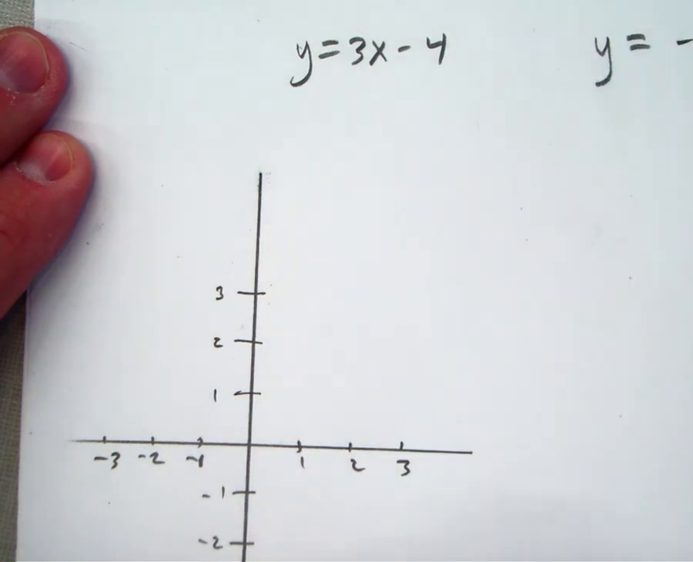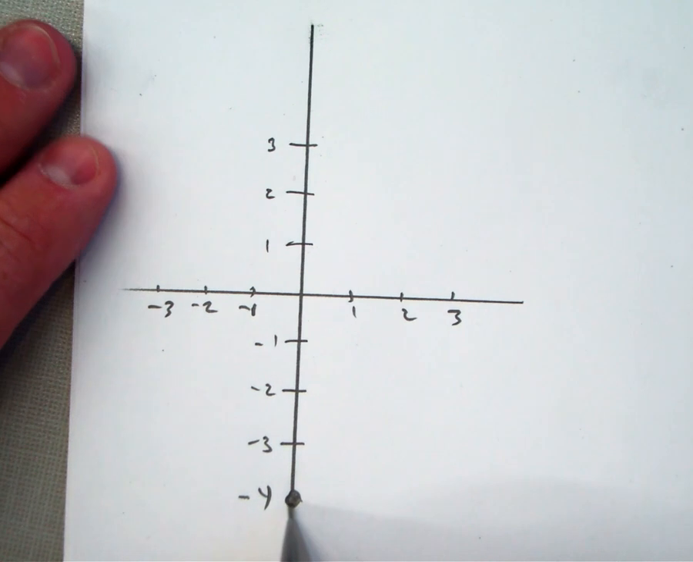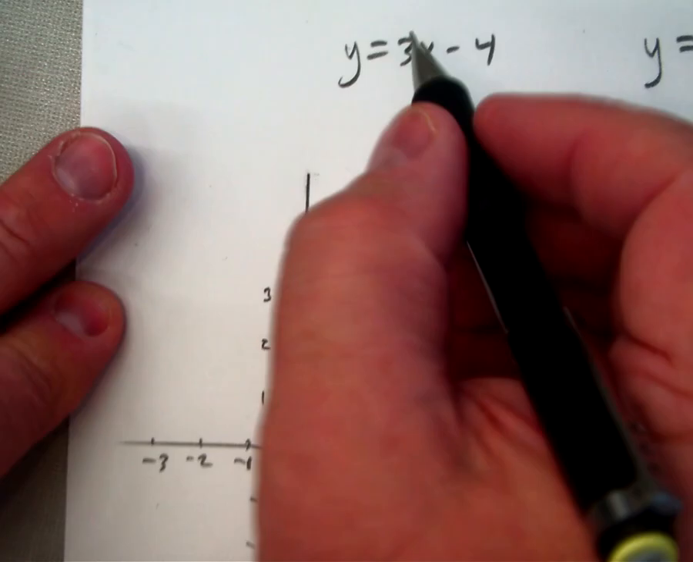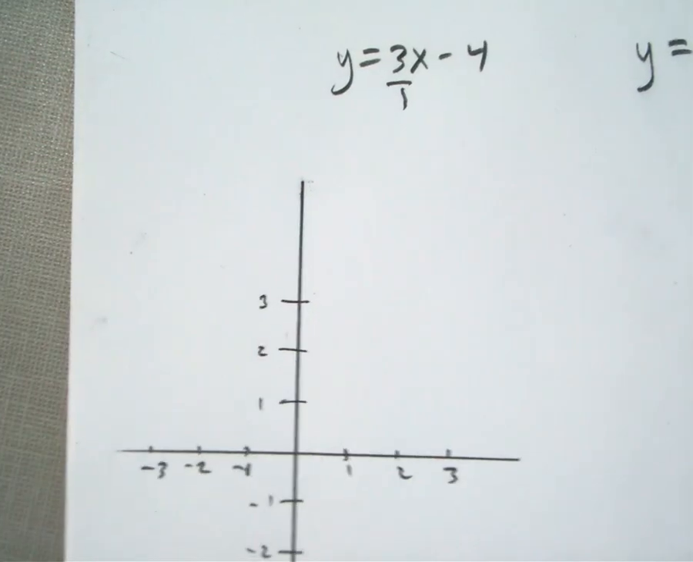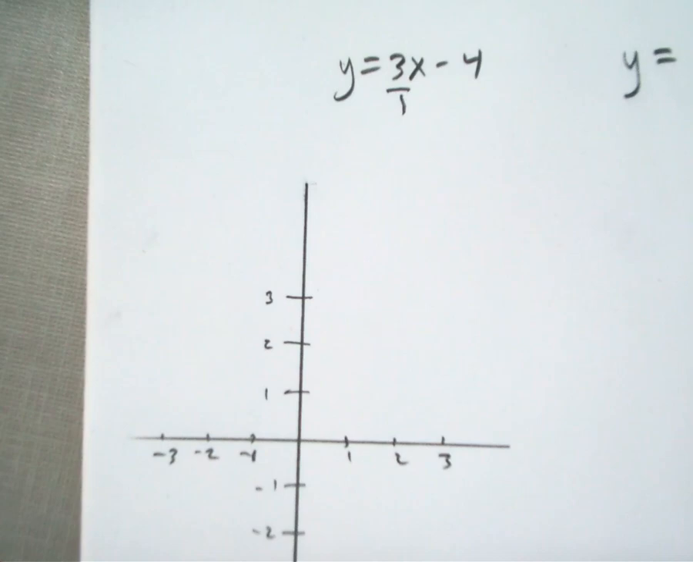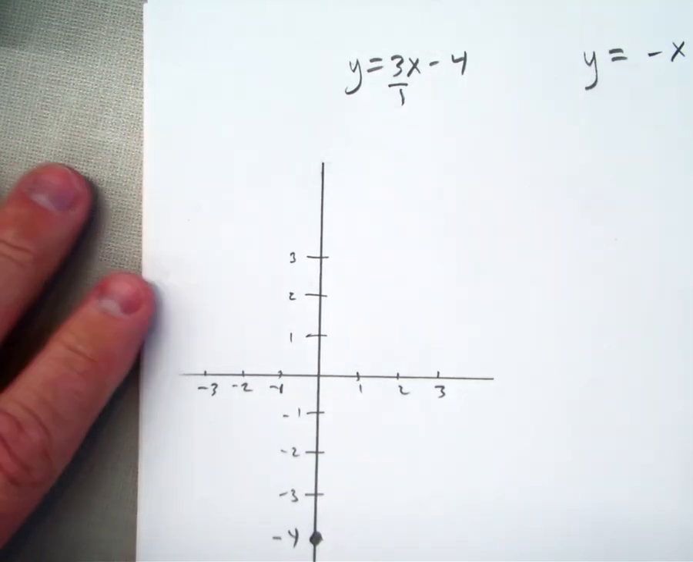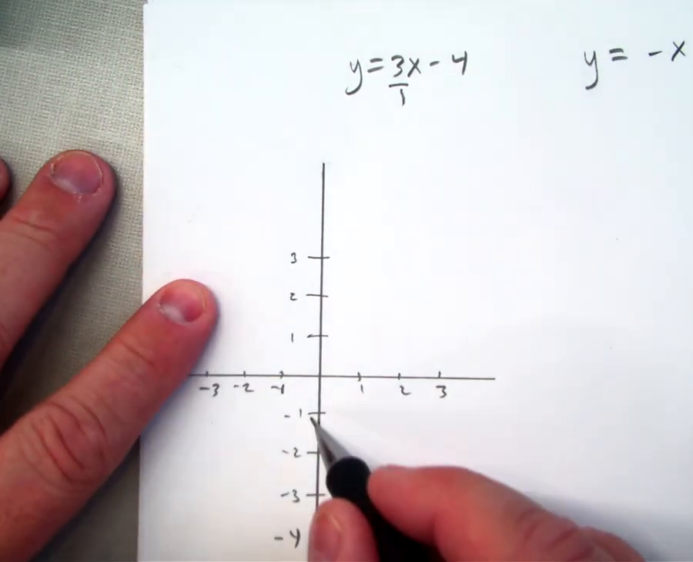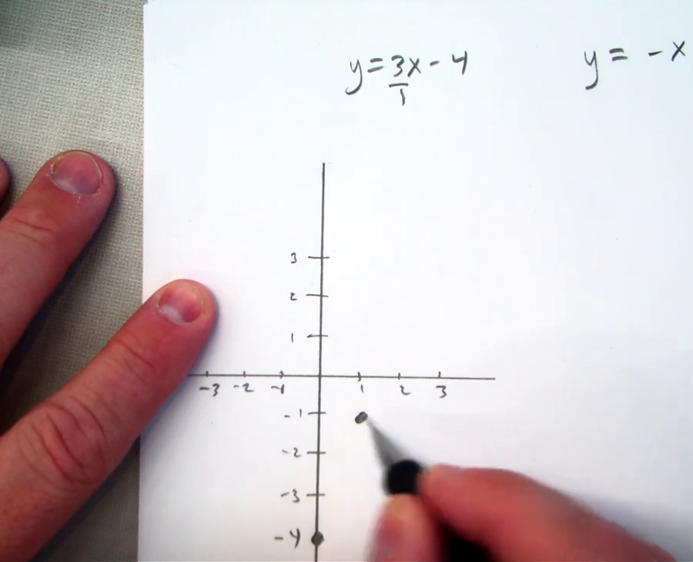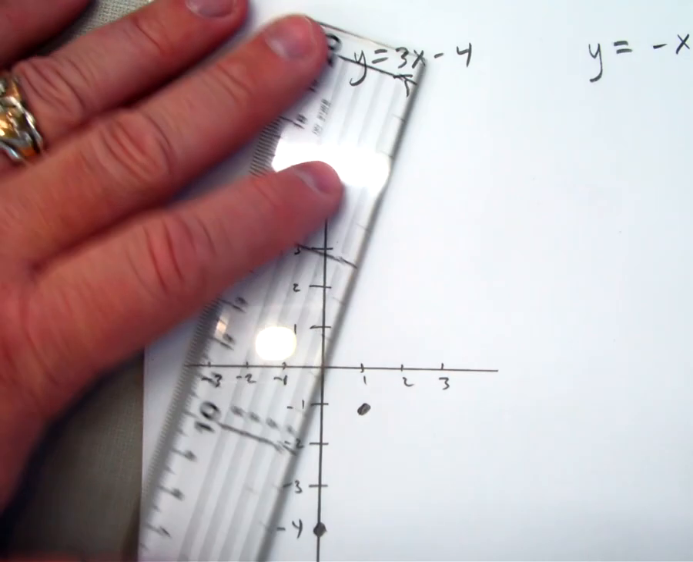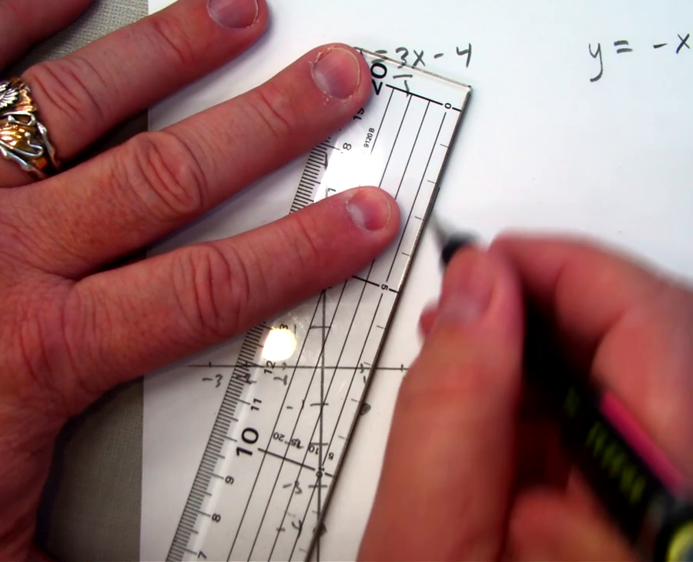The y-intercept is negative 4. And the slope is 3, so we put a dot here. We go up 3 over 1, and back out a little bit. So I go up 3, 1, 2, 3, and over 1. And that will get me my coordinate. So then I can draw my graph. There it is.